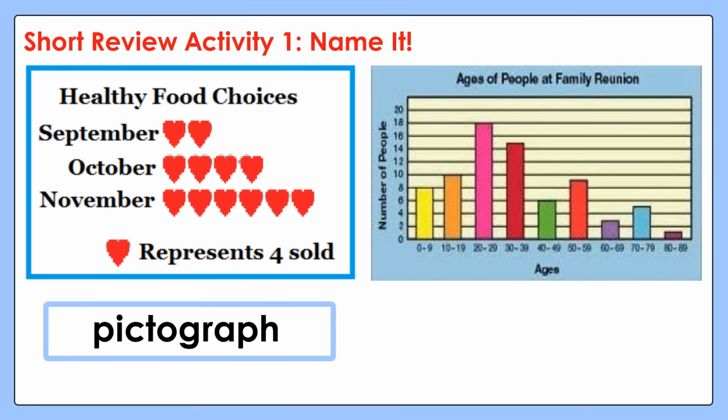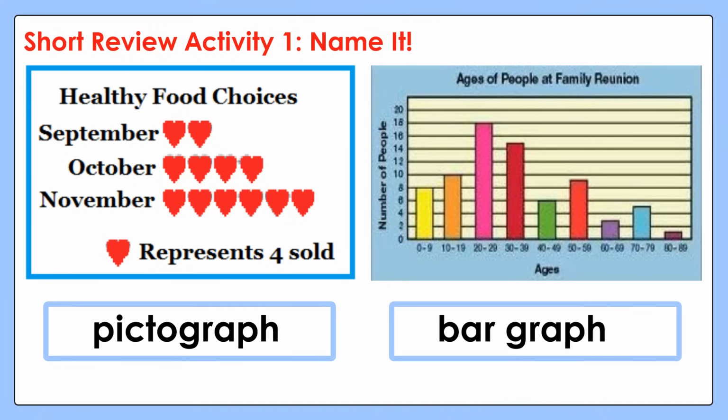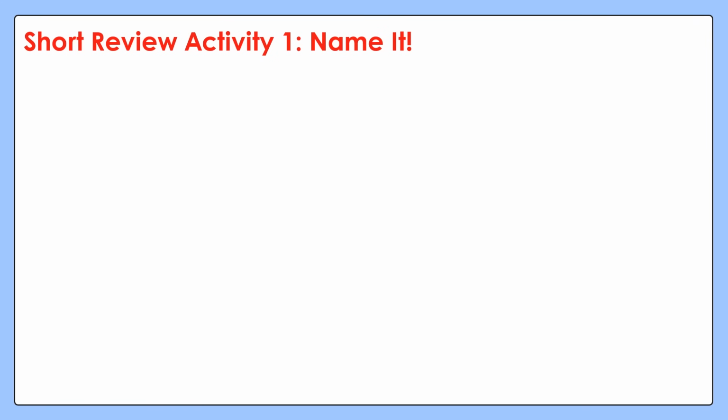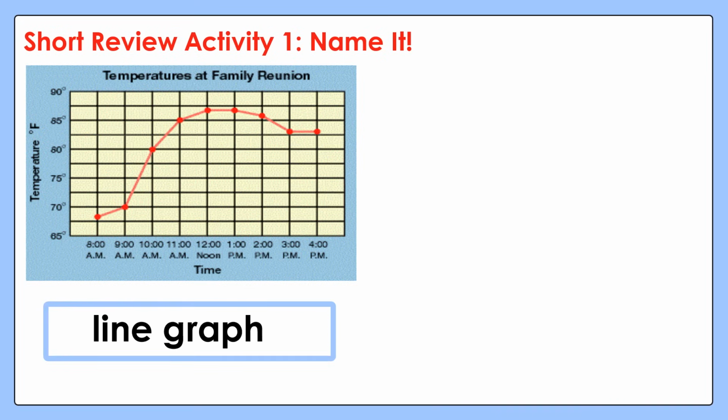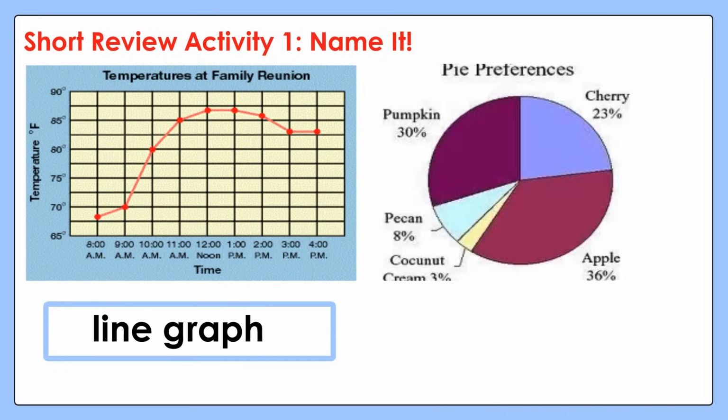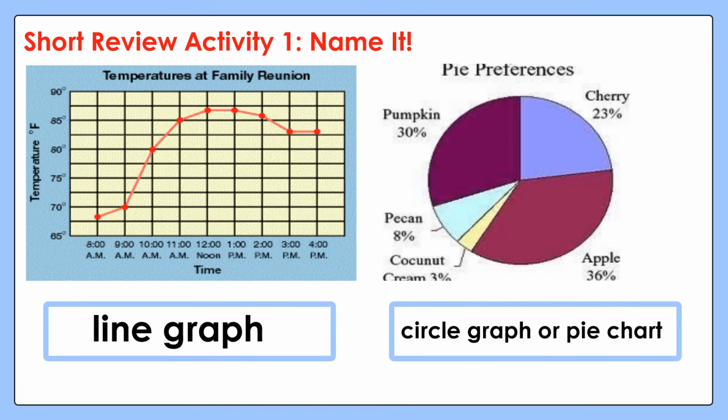Second graph. What graph is this? The answer is bar graph. Third, what graph is this? The answer is line graph. And fourth, what graph is this? The answer is circle graph or pie graph.